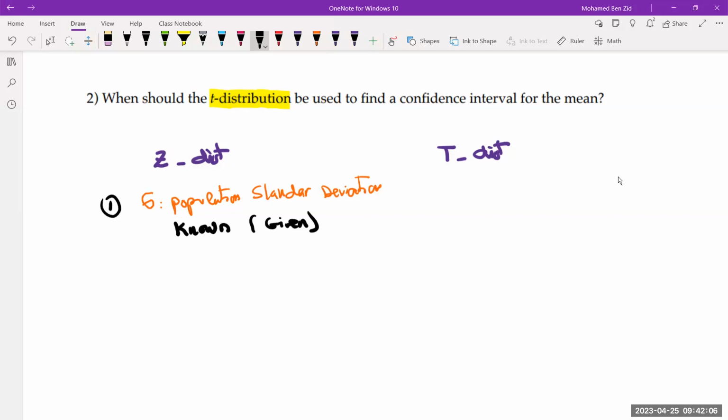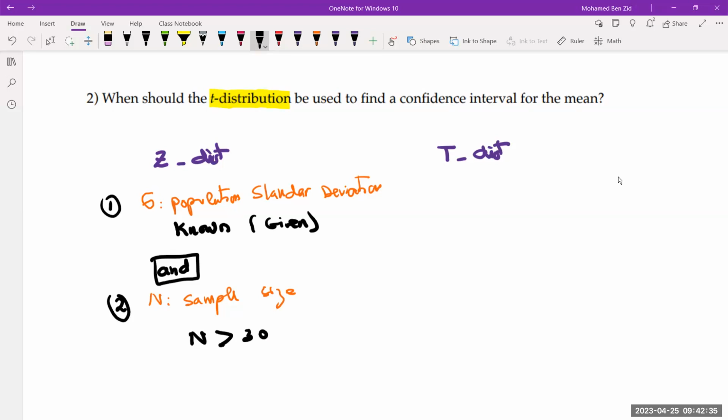There is a second condition here: the n, which is the sample size, must be greater than 30. So they are connected by the statement "and." They are two conditions, and both 1 and 2 have to be verified.